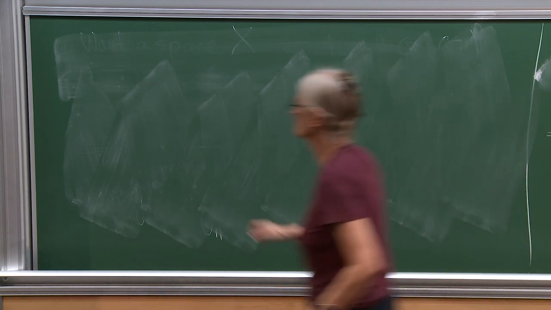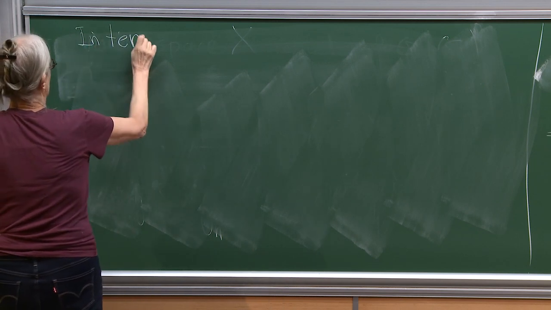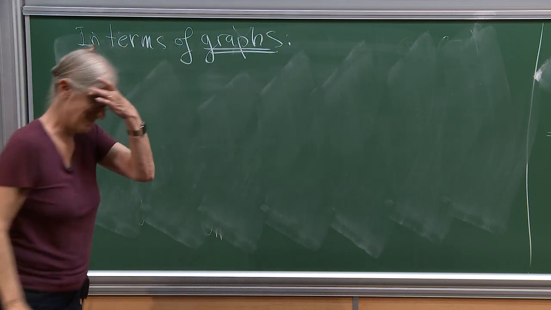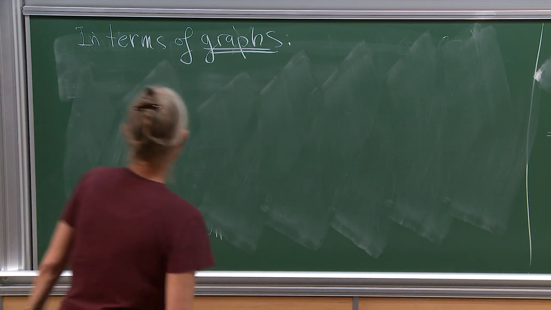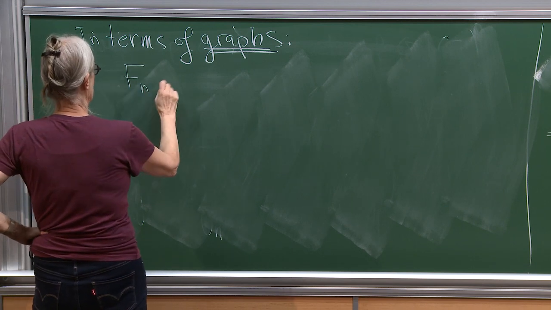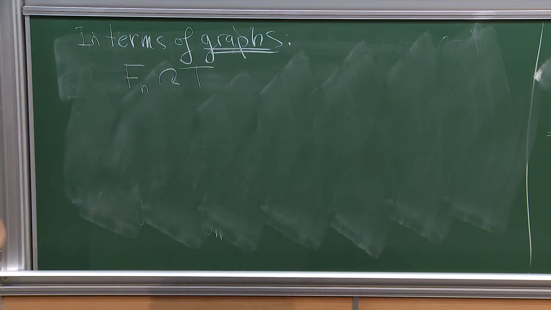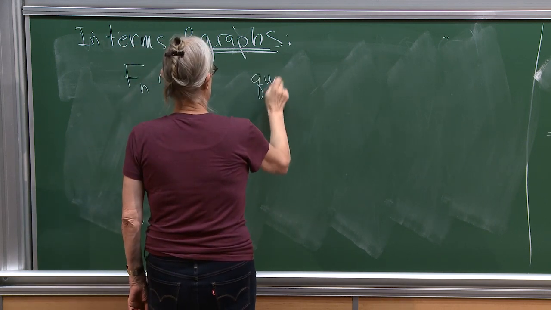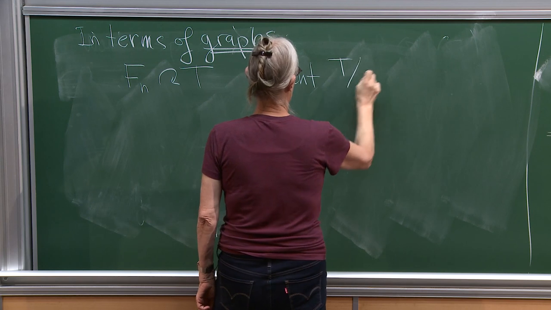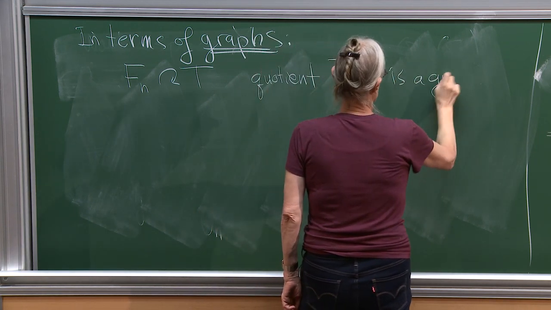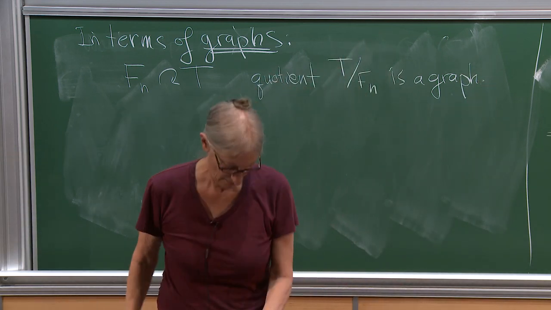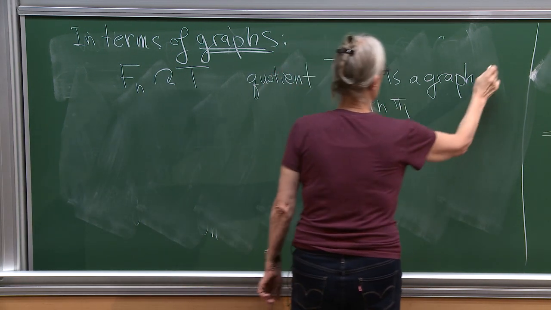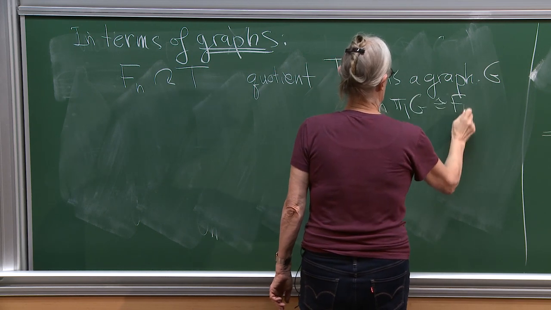So, definition two in terms of graphs. As I said, historically, this was definition number one. Supposing you have a free action of Fn on a metric tree, then the quotient is a graph, in fact, a graph G with fundamental group Fn.